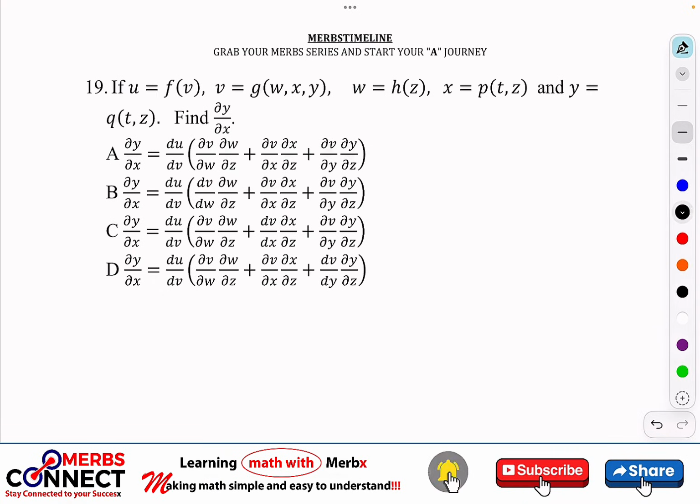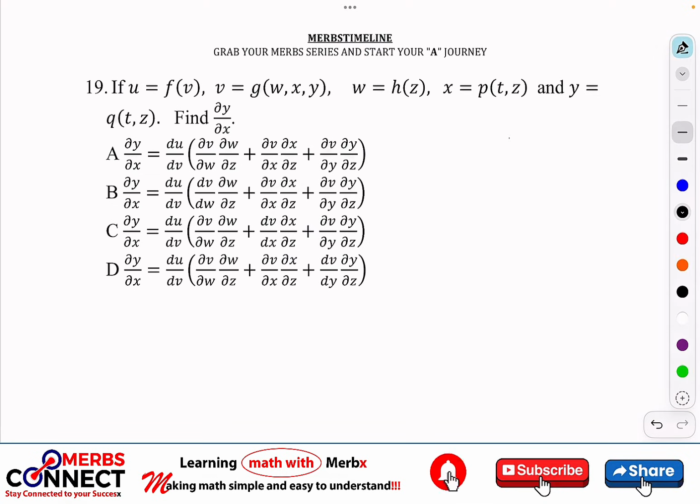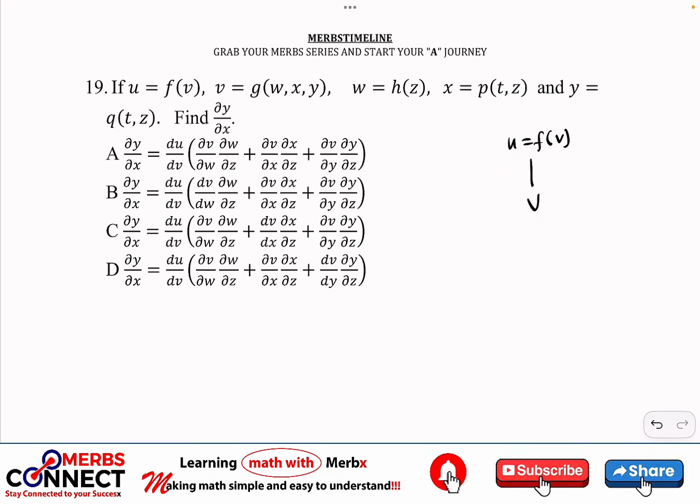Now let's see this. I love drawing. I have f of u. Now this f of u, which is u, okay, I have u, right? U is the same as f of v, right? And this guy depends on v, right? This one here depends on v. And v depends on w, x, y. So we are going to have 3 of them.